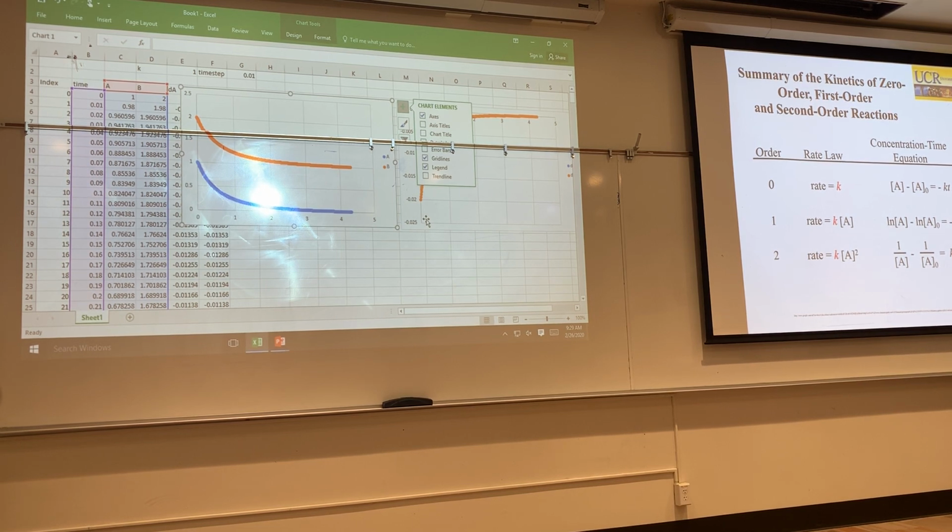Okay, then that is what I wanted to say about second order reactions.